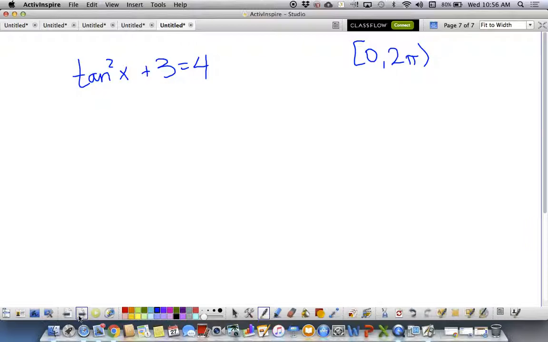Did anybody subtract 3 from both sides? Even if you brought the 4 over, you eventually had to add the 1 back, right? If you subtracted 4, you got tan squared x minus 1 equals 0. Did you add 1 to both sides? Or maybe you saw the difference of squares: tan squared x minus 1 is the difference of squares. Again, just another way to do it.